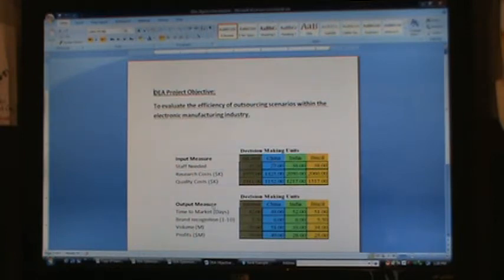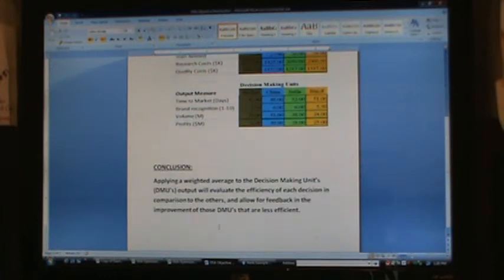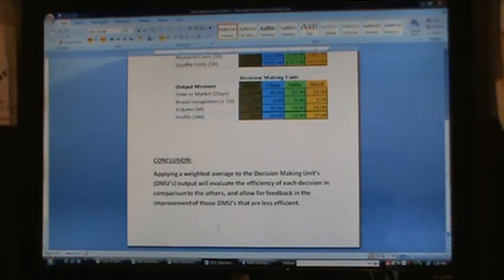You have output measurements for these DMUs to take into effect, and that's the time to market in days, the brand recognition, which is evaluated on a scale of 1 to 10, volume in the millions, and profits in the millions. So in conclusion, we're going to be applying a weighted average to the DMUs' outputs, which will evaluate the efficiency of each decision in comparison to the others and allow for feedback in the improvement of the DMUs that are less efficient.